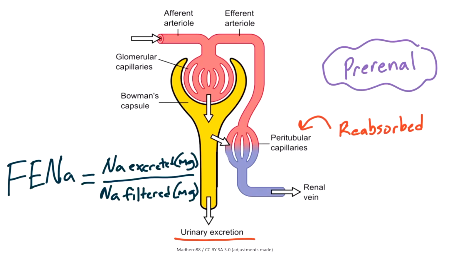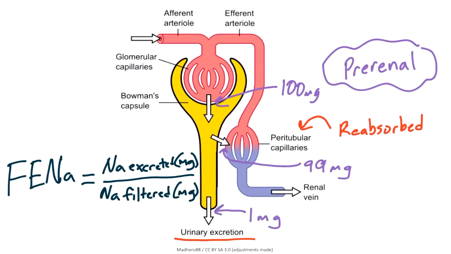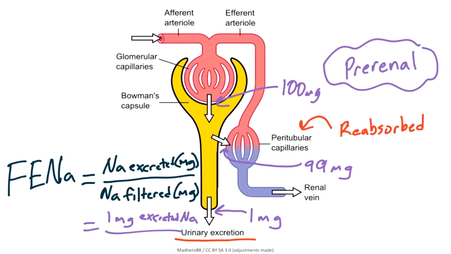So let's say that 100 milligrams of sodium is filtered. 99 milligrams of that sodium is reabsorbed, while only 1 milligram of sodium is excreted. Putting that in the equation, we have 1 milligram of excreted sodium divided by 100 milligrams of filtered sodium. So the fractional excretion of sodium is 1%. I'll write this in the top right corner, and that's the FENa. Again, this is normal and what you'd expect in prerenal azotemia.